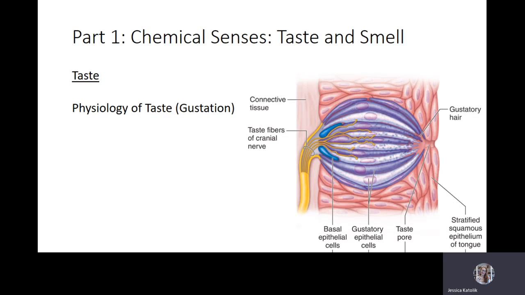So if it is a sweet taste, it will bind to chemoreceptors that are designed to bind to glucose. What will happen is if the correct compound binds to the chemoreceptor, the gustatory epithelial cells will become activated, and they will produce a neurotransmitter, and they'll release that neurotransmitter to the taste fibers, or these are the sensory neurons. And these sensory neurons will become activated and create an action potential, and that action potential will be sent to the central nervous system. So those are going to be the different steps of gustation.